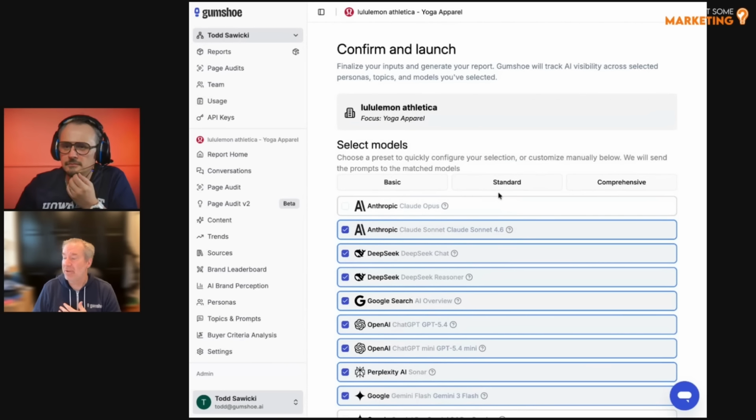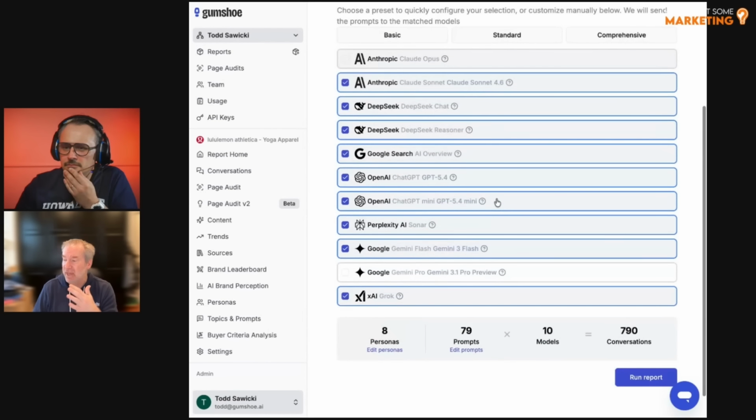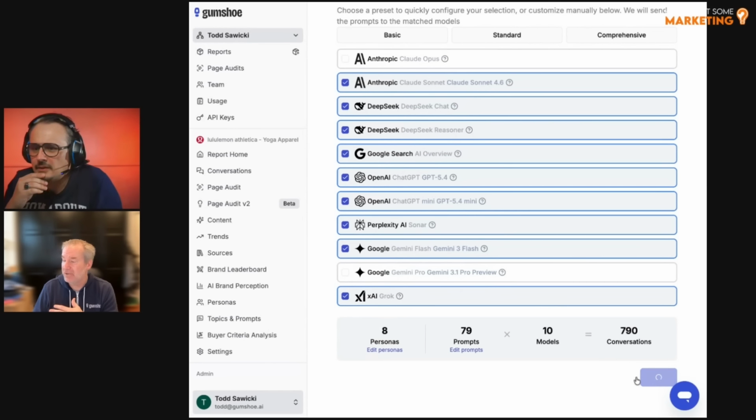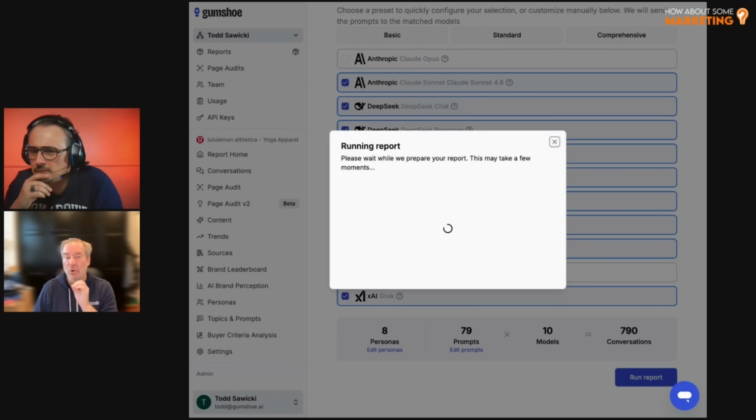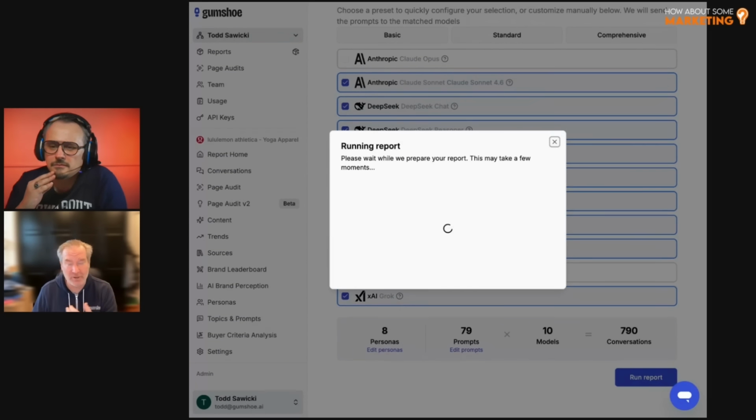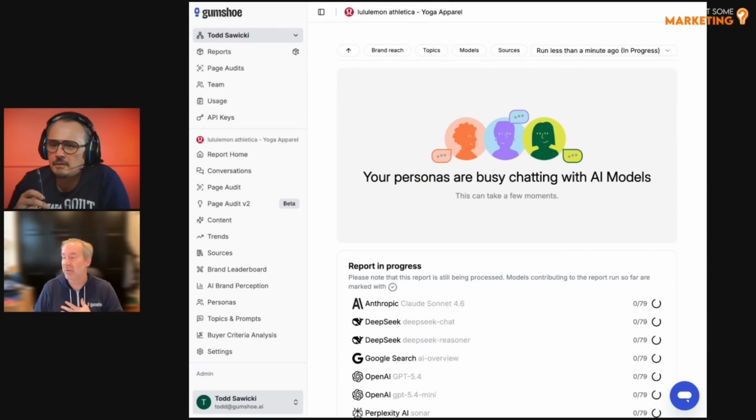And you have the ability to select the models that you want to run against. And so what's going to happen is all the prompts now in your report will run. And so we'll get a new version of that. And you'll be able to look for the prompt that we just added, the trend-based one. So that's one of the great things about our platform.